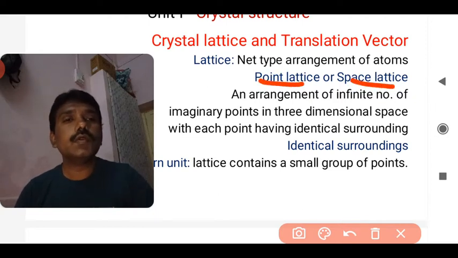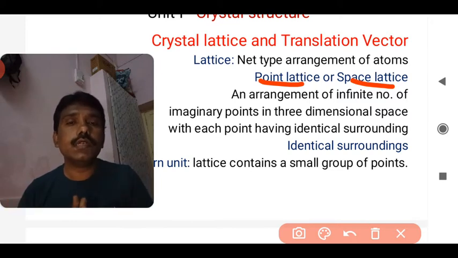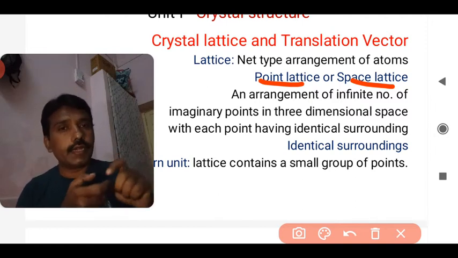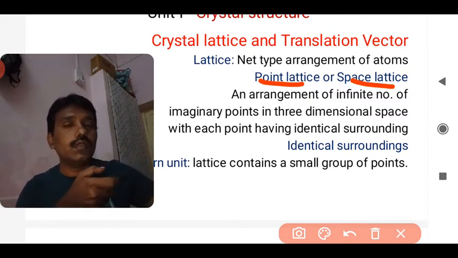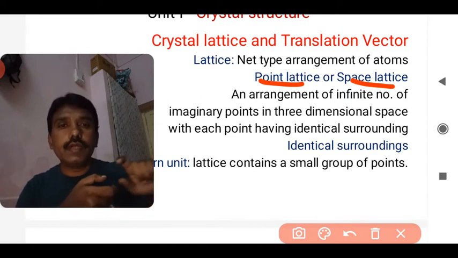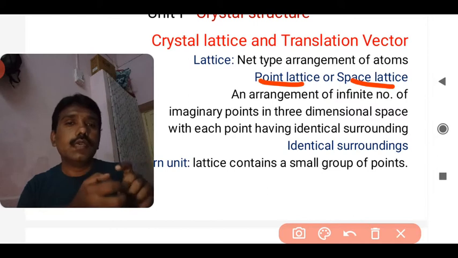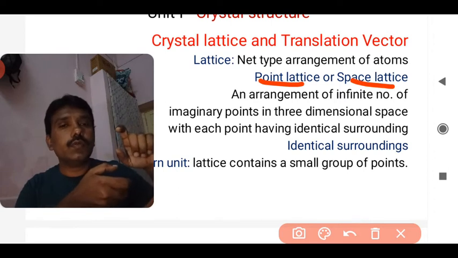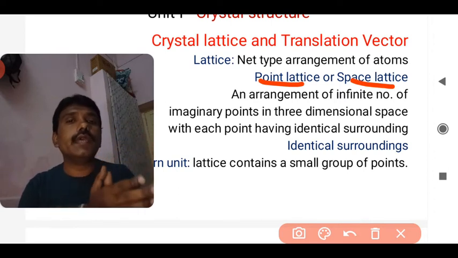Now in this point lattice or space lattice, we first have to understand what one-dimensional, two-dimensional and three-dimensional lattices are. When the atoms are arranged along only one axis, that becomes an array, and that is called a one-dimensional lattice. When the atoms are arranged along one axis and another axis is also covered, that is called a two-dimensional lattice.